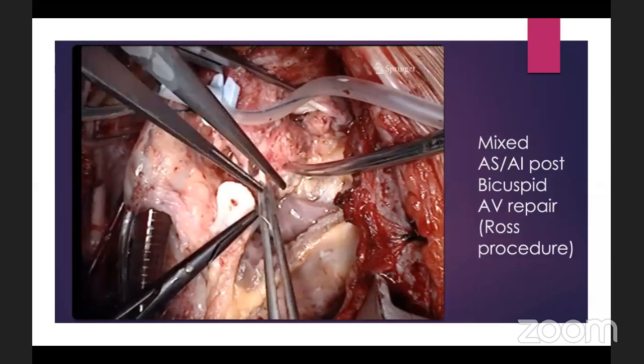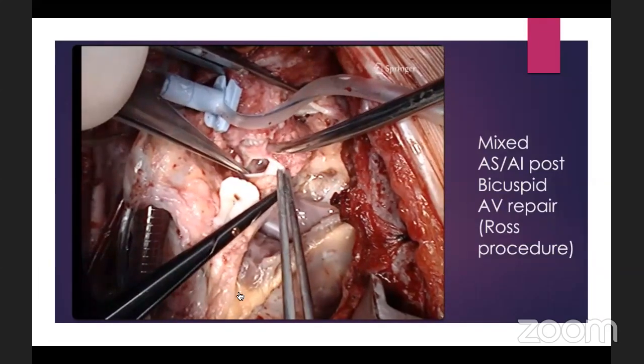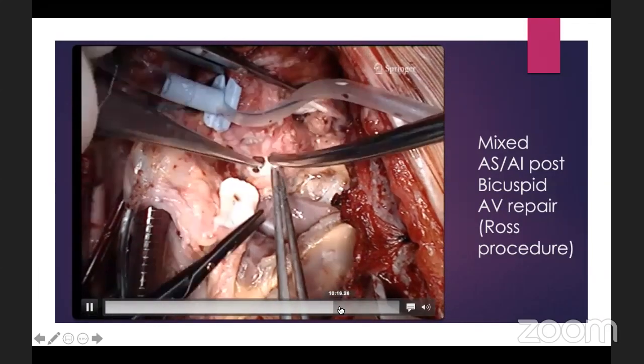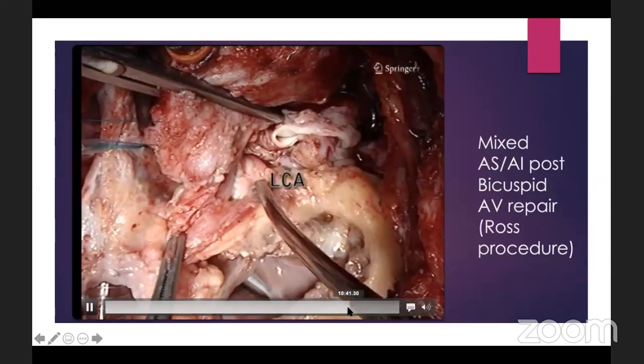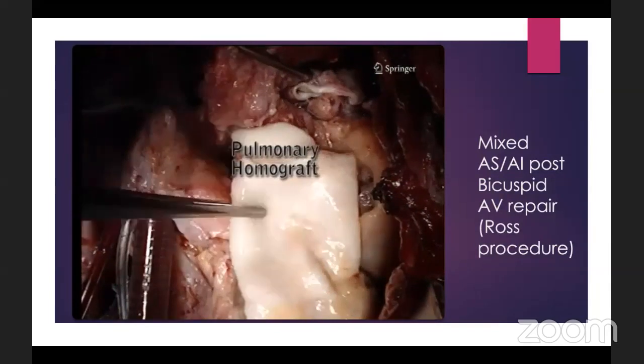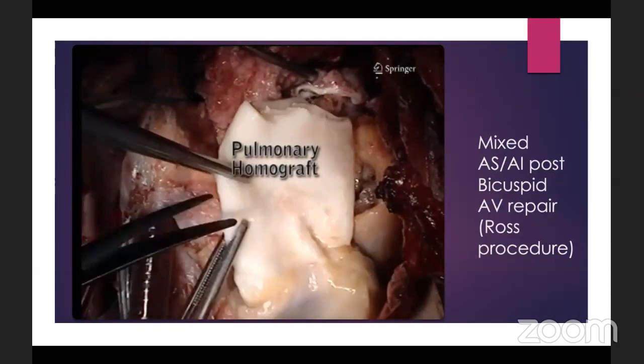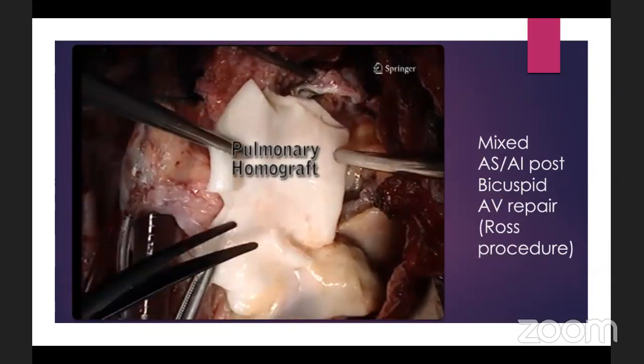So this part is really similar to the left coronary. And then the RV to PA continuity is restored with a conduit, with a valve conduit.